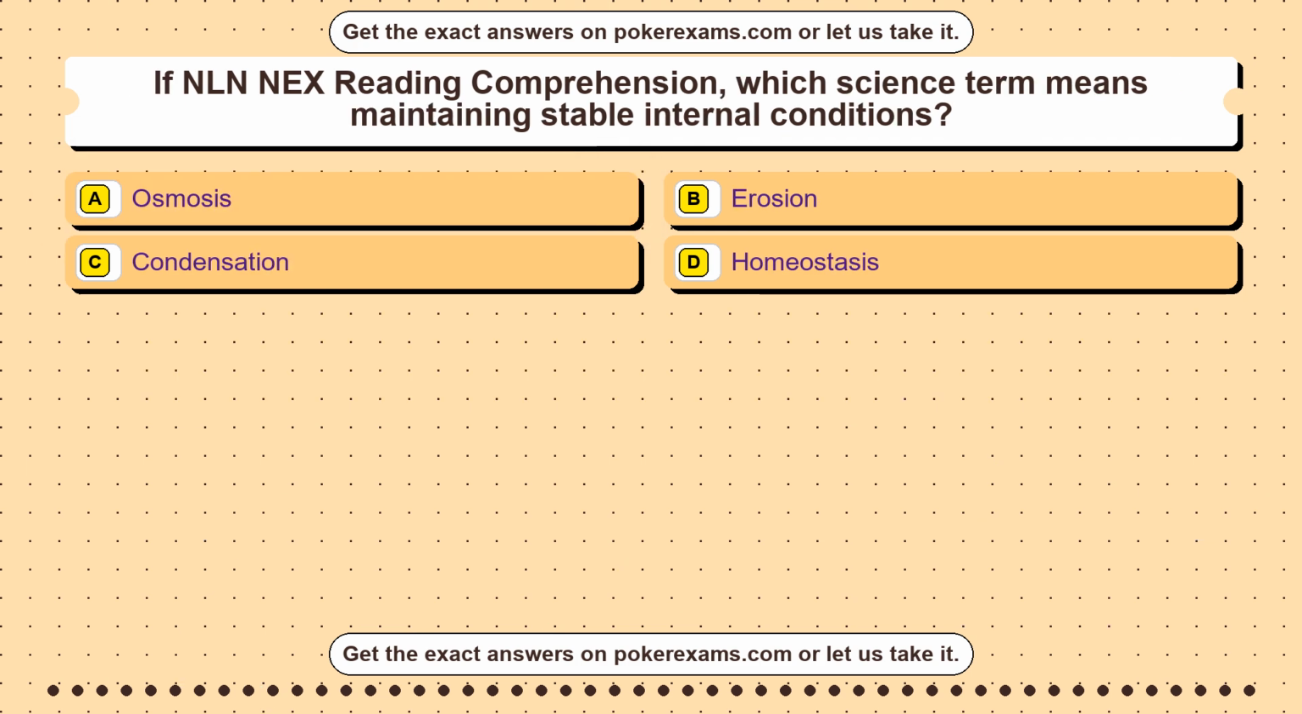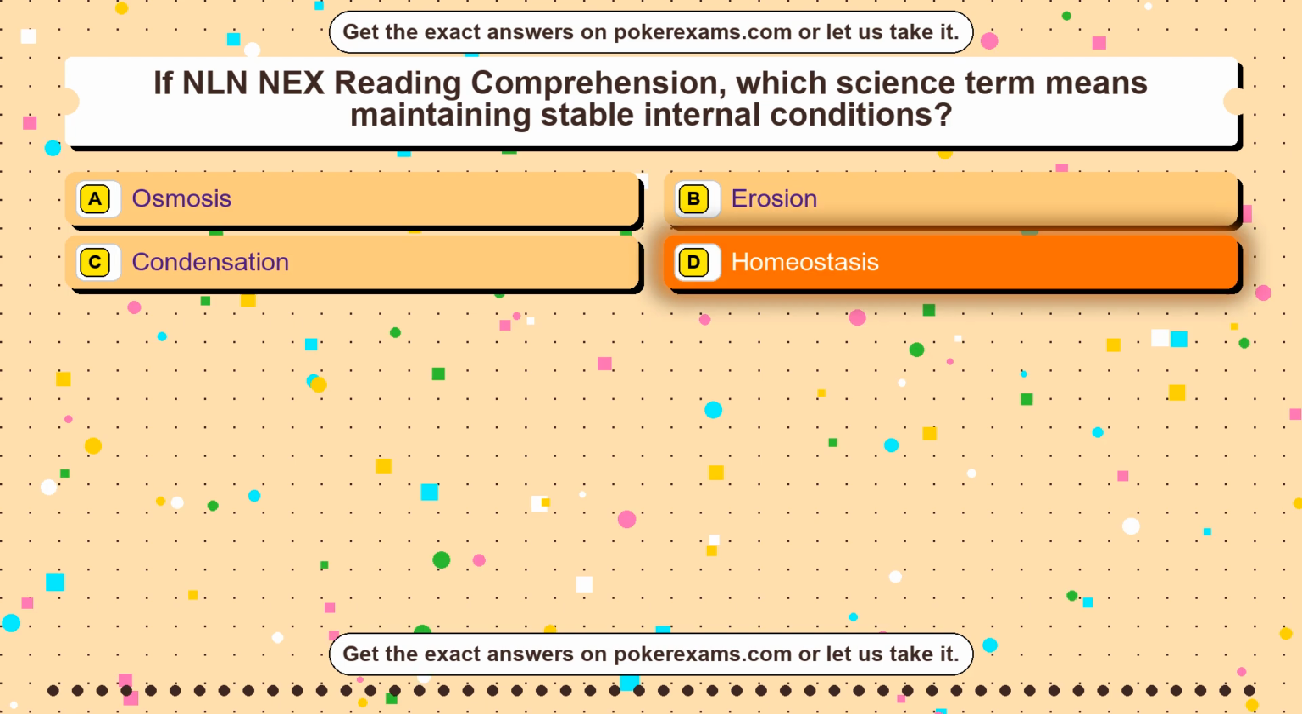Question 30. If GED probability practice, which term means the result of an experiment can be repeated? Option A: biased. Option B: ancient. Option C: estimated. Option D: reliable. The correct answer is option D.